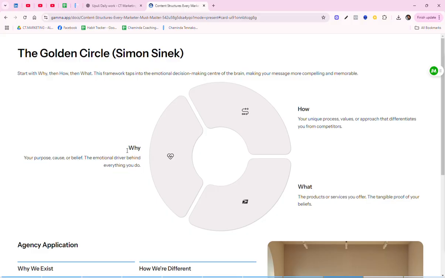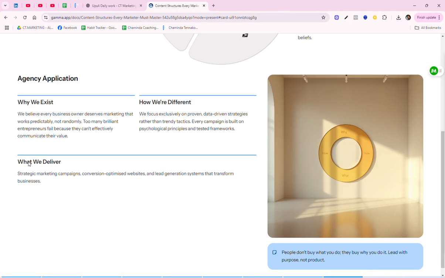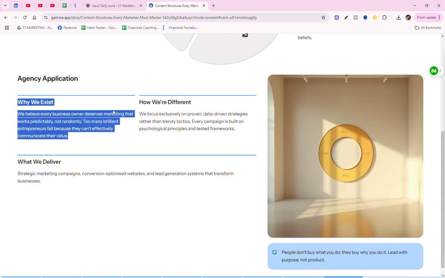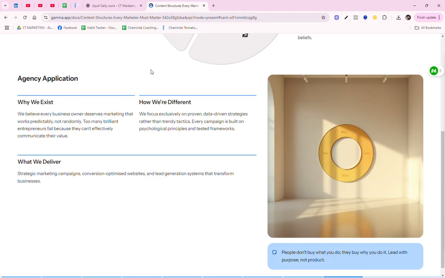So for CT marketing, what's our why? It's gonna stay the same. The only thing that's gonna get changed is the how and the what. So why we exist, this is an example for CT marketing. We believe every business owner deserves marketing that works predictably, not randomly. Too many brilliant entrepreneurs fail because they can't effectively communicate their values. So this is a good reason. This is a good why.